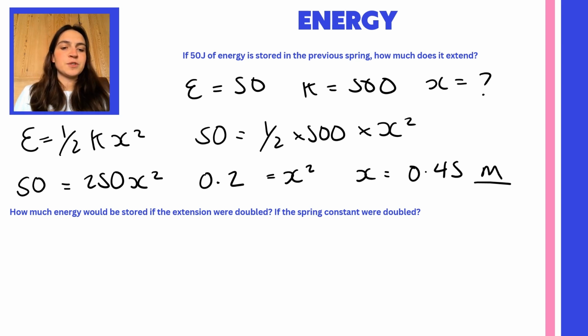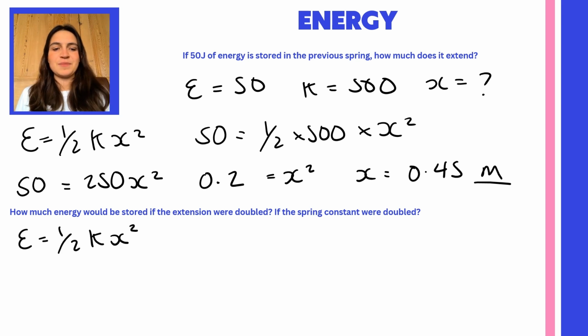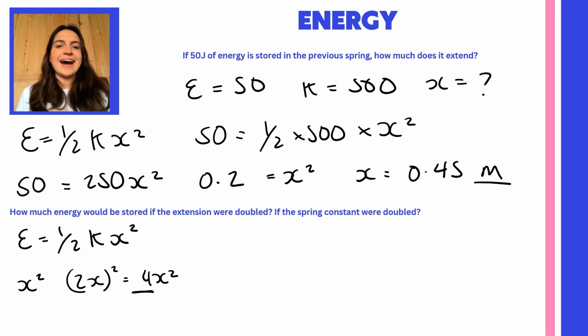Again, how much energy would be stored if the extension were doubled or if the spring constant were doubled? So I've got my equation E equals half kx squared. And since my extension is the one I'm going to do first is going to be doubled, but I've got this squared relationship, x squared. Actually, if I double that extension and make it 2x, I get this factor of 4x squared.